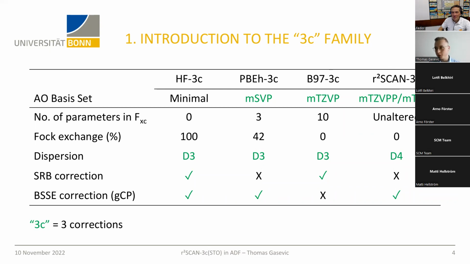Actually, we don't, since we want to have very fast computations with these 3c methods. We are currently working on a range-separated hybrid, but I think we won't go further than this. I think we won't go to double hybrids anymore.